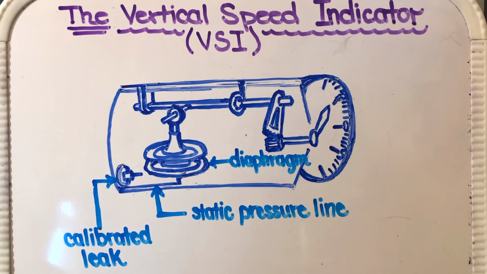This is why chasing the needle with your VSI initially in your climb, descent, or maintaining cruise is not advisable. Once your aircraft is stabilized, showing a rate and not a trend, then you can make small adjustments to maintain your climb, descent, or maintaining cruise flight.